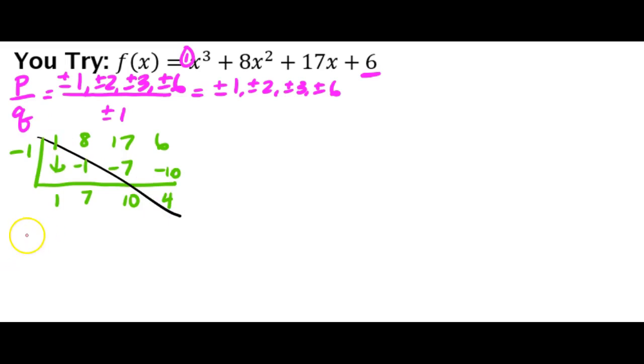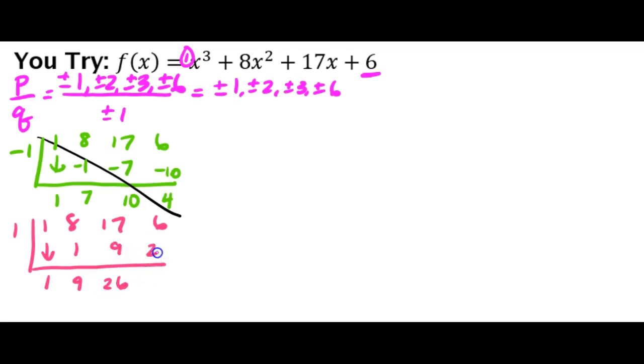Now I'm going to do the next one. So I'm going to try positive 1. Same coefficients, 1, 8, 17, and 6. So I'm dropping down the 1. This would be 1, 9, 9, 26, 26, and then 32. So again, I did not get 0. That is not a solution. So let's pick the next one. I'm just going to go down the list.